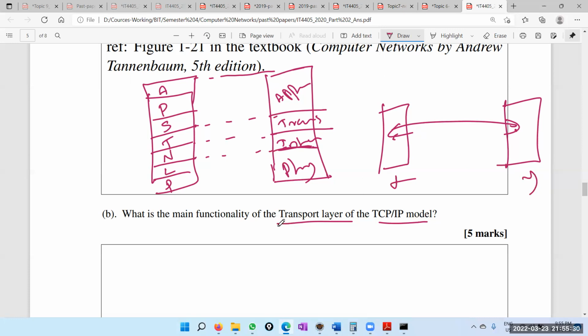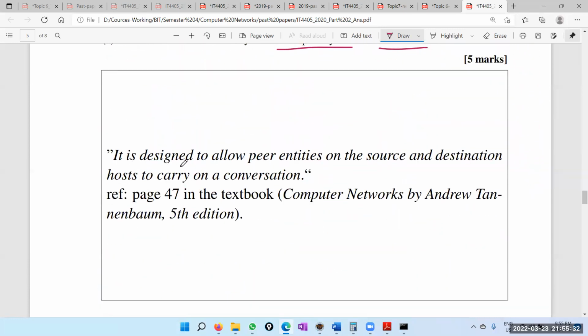Now let's see the answer. It is designed to allow peer entities on the source and destination host to carry on a conversation. Yes, conversation. That is what is meant by session. I think that is a very important word that you have to use. So you can use the word conversation, establish connection. Connection is another word for conversation. Okay, reliability. Those are the words you have to use, right? If possible, use all those words and explain a little bit. Conversation. That is the word they use in your note, right?